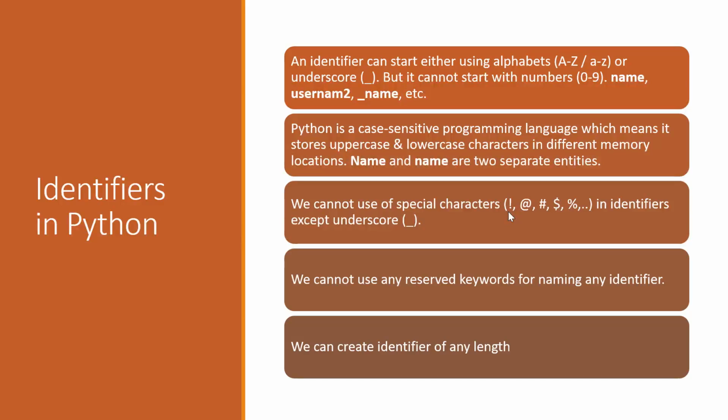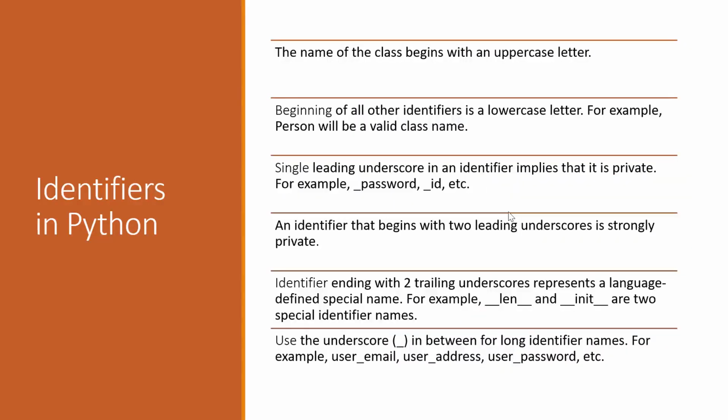Although we can create identifier of any length in Python, but as per the guidelines provided by the PEP8, identifier should not be more than 79 characters. So other than these rules, there are some naming conventions for Python interpreter. These naming conventions are as follows.